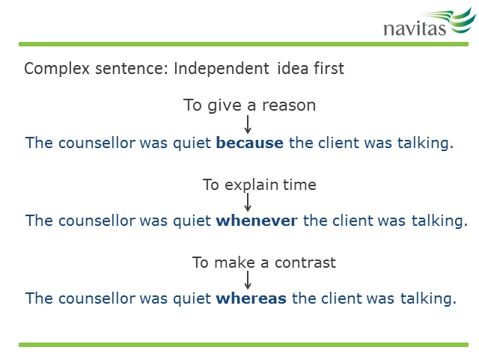Complex sentences can be formed by putting the independent idea first, as in these examples. Notice that there are lots of different words you can use to join the ideas together, such as because, whenever, or whereas. Also notice that in these examples, with the independent idea first, you don't need a comma.